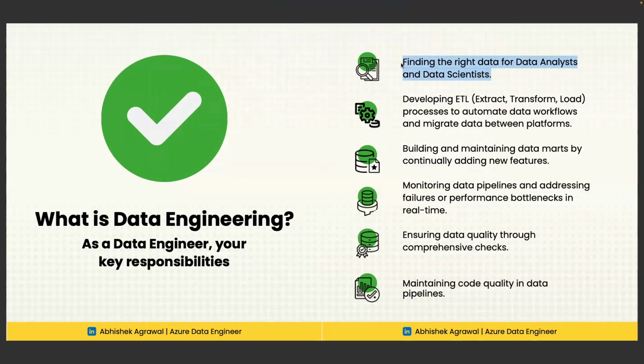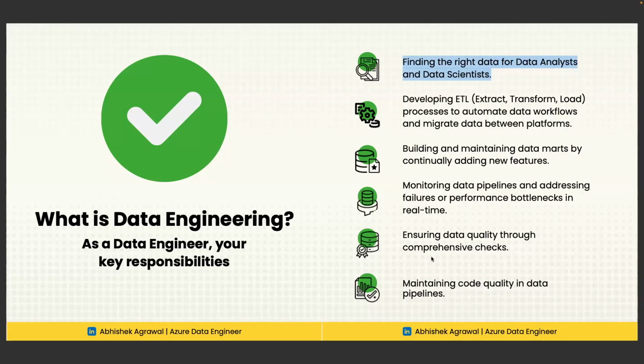So my job is also to create an ETL pipeline, meaning extract, transform, and load. Extract means data extraction, transform means data processing, and load means loading to a particular destination. Building data marts means building data models, data marts, creating pipelines, and addressing code and data.